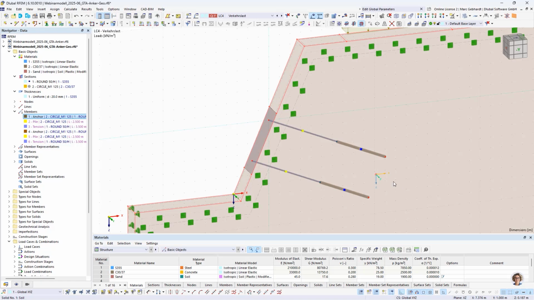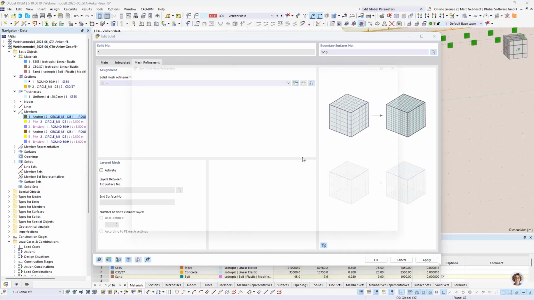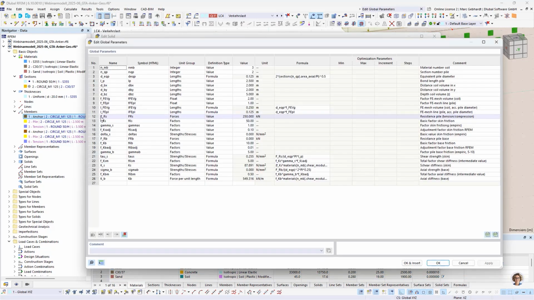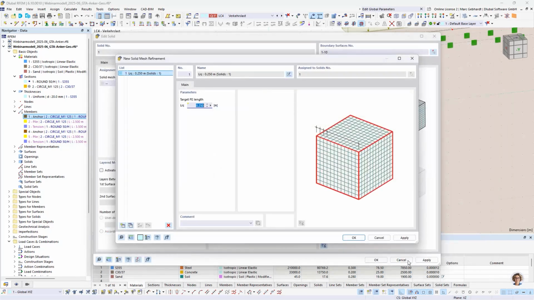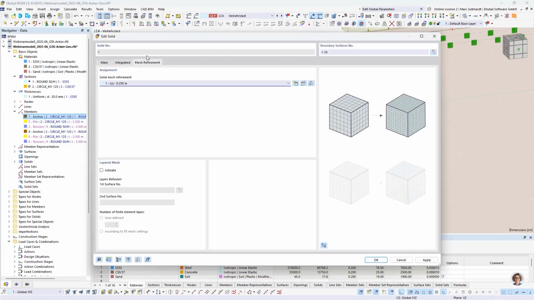And now we make the mesh refinement. At first, for the volume, also selected from global parameters, it's LFEVG. Okay, insert. Oh, I also want to show you something else that's very important.